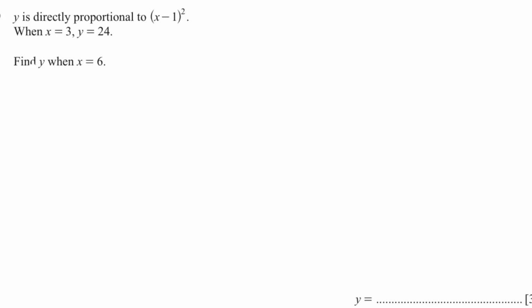This is also a very common question. Y is directly proportional to x minus 1 square. When x is 3, y is 24. Find y when x is equal to 6. Whenever they say directly proportional, it means that y is equal to kx. And we need to find the k before we begin solving. K is called the constant of proportionality. So y is equal to k. In this case, our x is x minus 1 square.